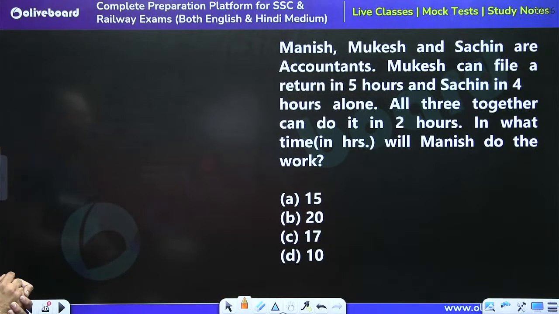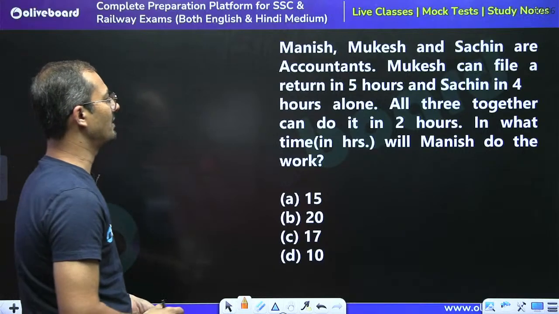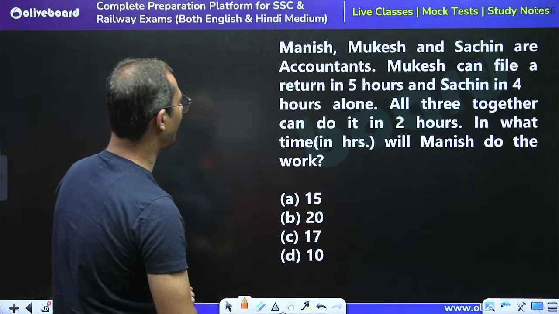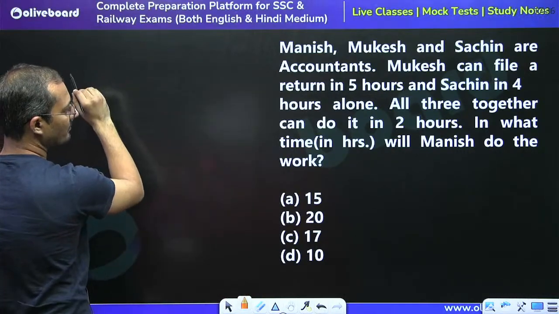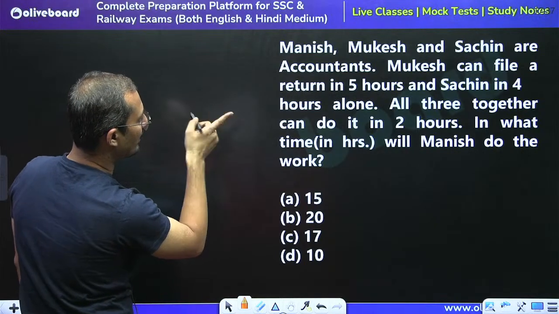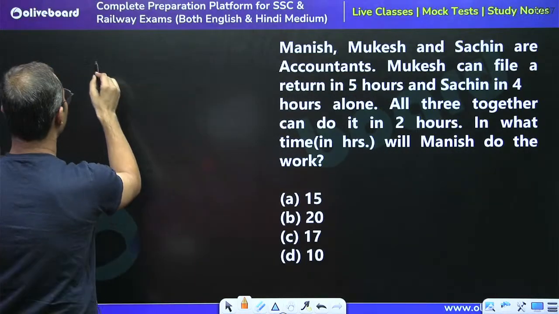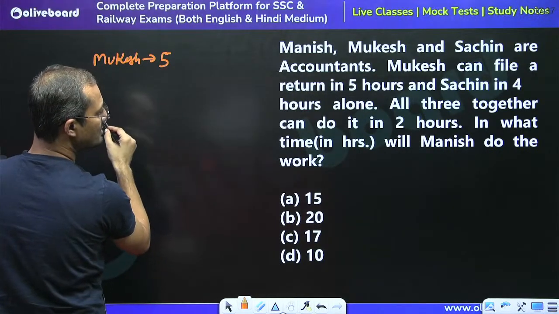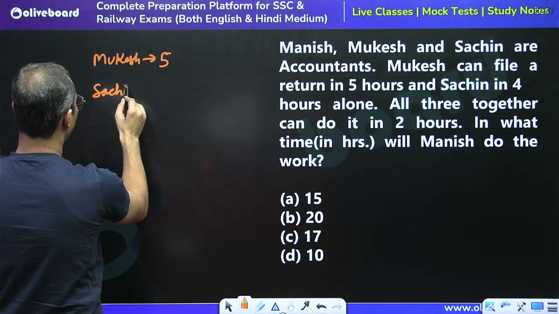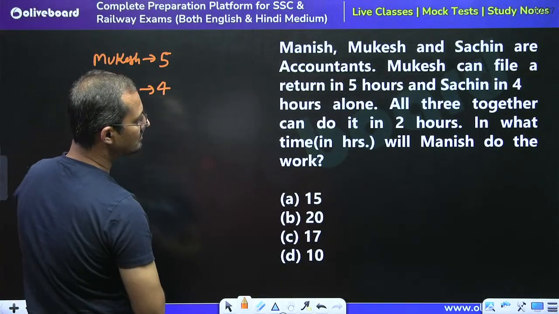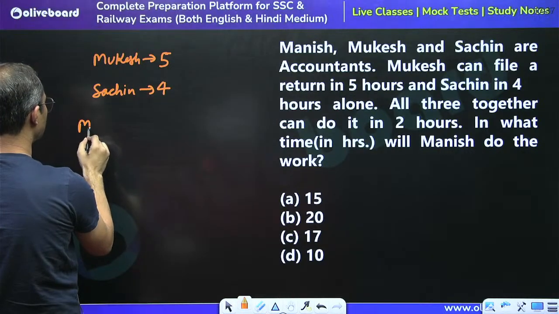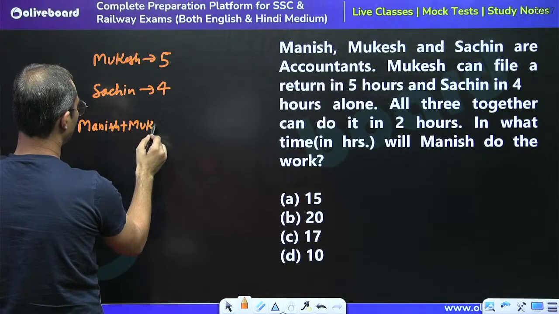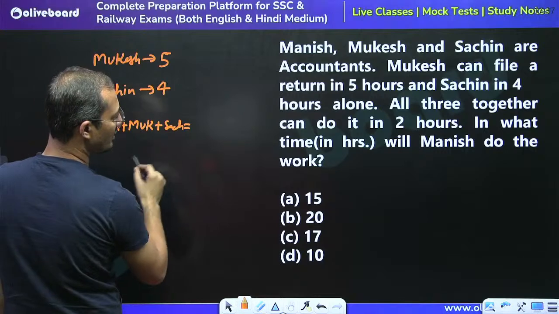So moving to next question. This question belongs to time and work, right? Manish, Mukesh and Sachin are accountants. Mukesh can file a return in 5 hours and Sachin in 4 hours. And all three together, Manish plus Mukesh plus Sachin, can file together in 2 hours, right?